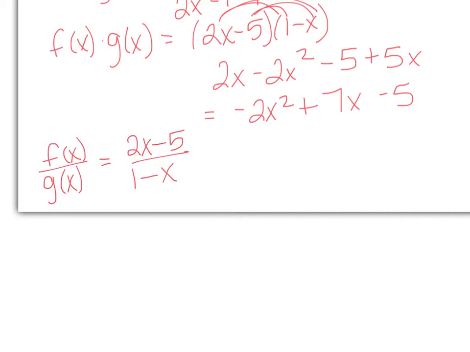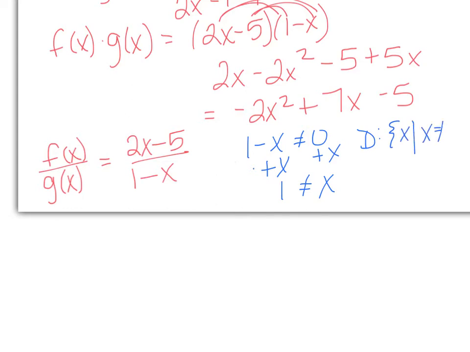So with this, we want to find the domain. So you've got to think, this whole expression down here cannot equal 0. So off to the side, 1 minus x cannot equal 0. Add my x, that would be easier. 1 cannot equal x. So my domain is all x values such that x does not equal 1.